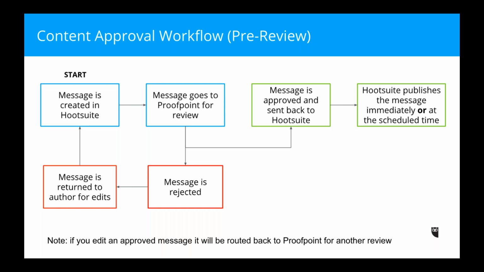So it's going to go to Proofpoint for review. You're not going to have to do anything on that side. All you need to do is create the message in Hootsuite, and the rest is taken care of for you. Once it's been approved in Proofpoint, it's going to go back to Hootsuite, and then that's where it'll either be published right away, or it will land in your calendar of scheduled content where you'll be able to view it. And then once that scheduled time comes up, that's when it will go live on the website.